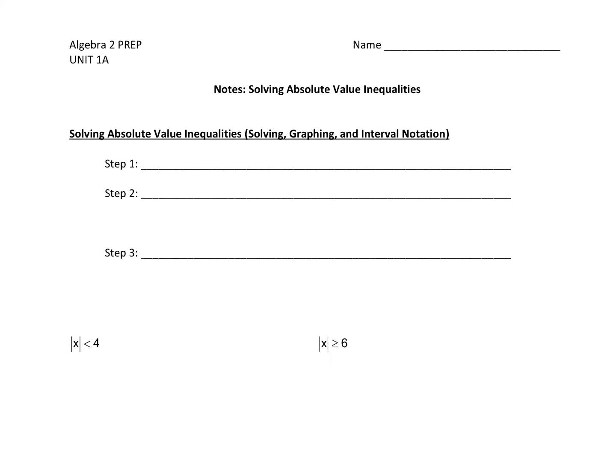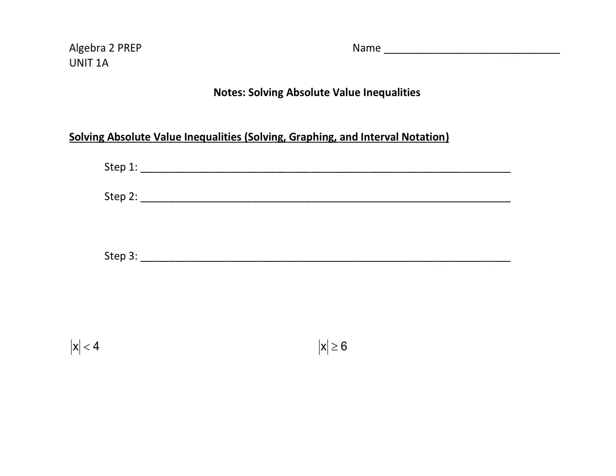In this video, we are going to learn how to solve absolute value inequalities. When we're solving absolute value inequalities, we can do so in about 3 steps. Similar to when we solve equations, our first step is going to be to isolate the absolute value bars. Our second step is that we want to set up 2 inequalities.